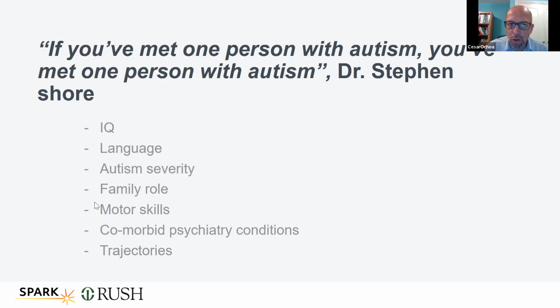So something that is important to be aware of is this, encapsulated by Dr. Stephen Shore. He's a professor of special education in New York, and he said, if you have met one person with autism, you have met one person with autism. And this tries to explain that there's so much heterogeneity in the presentation of autism.